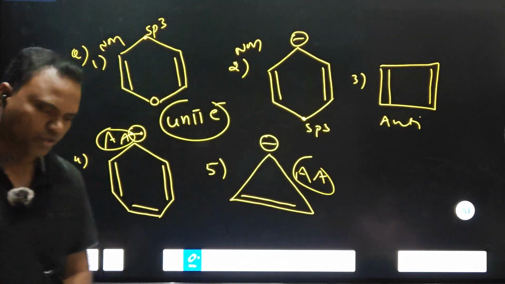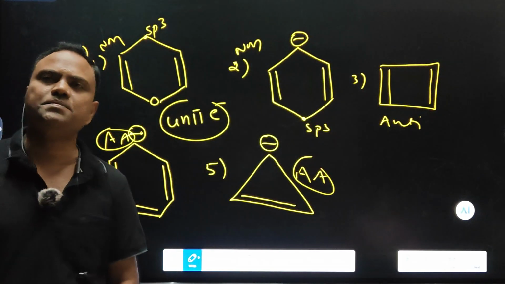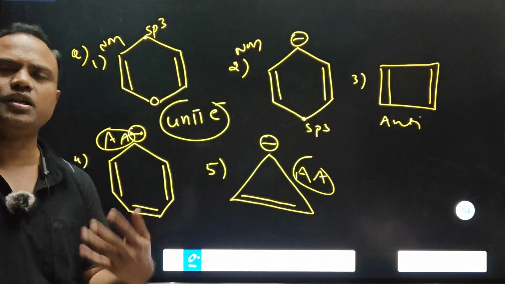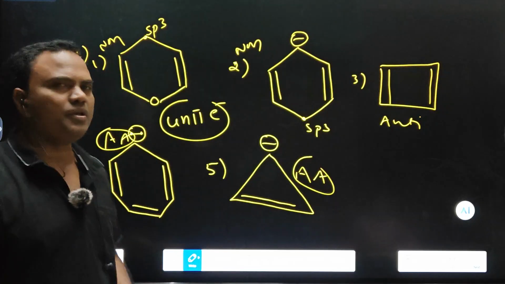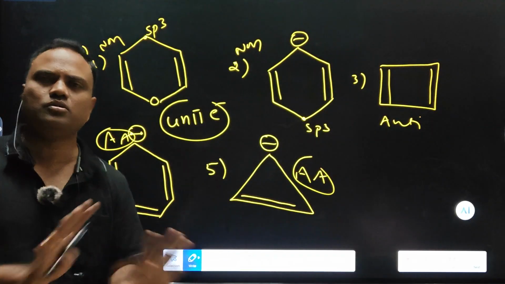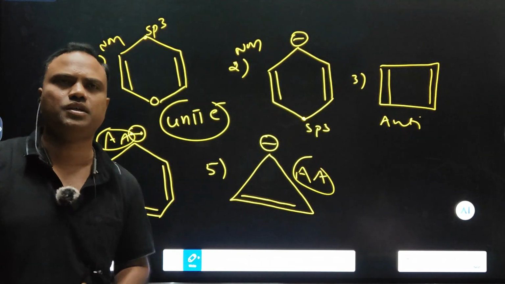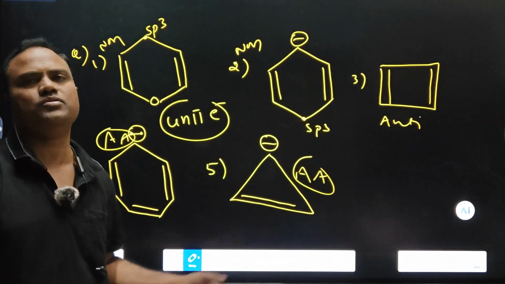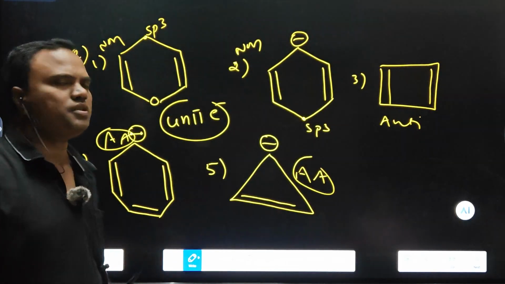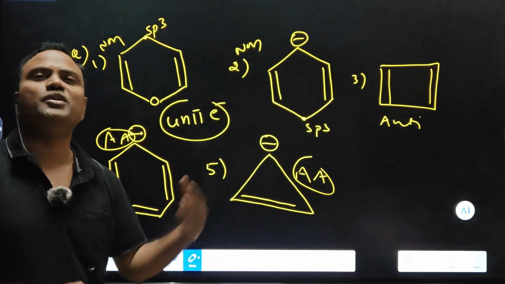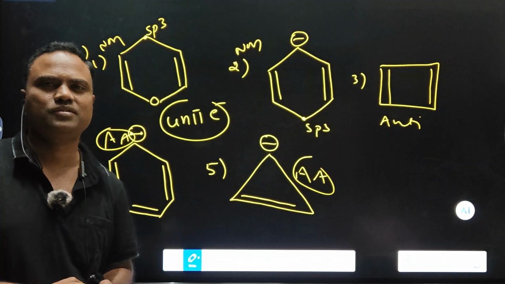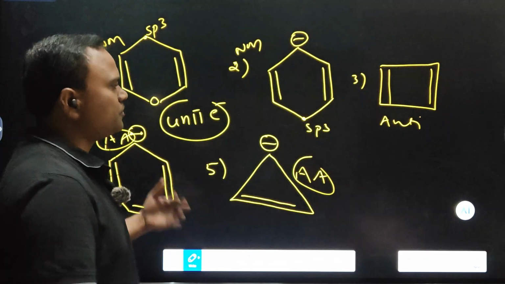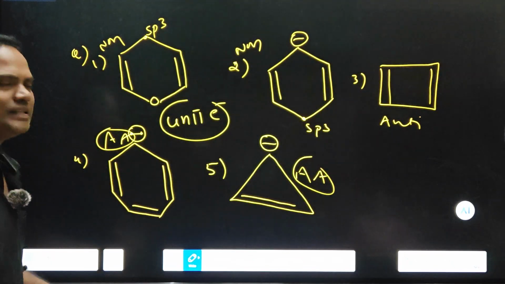So we completed one important concept: aromatic, anti-aromatic and non-aromatic. Clear? See the applications. One question will come directly, no doubt. Probability is there, because 2 times a question came. We completed it, and again applications are also important. Clear? Right. Next, continuation.